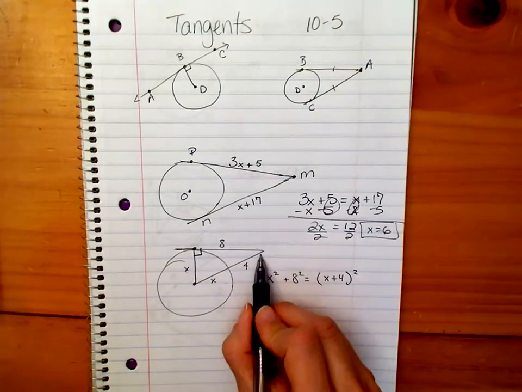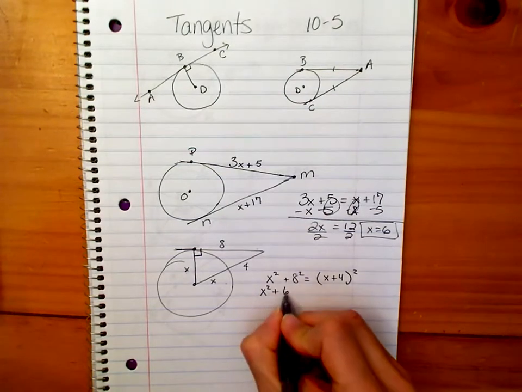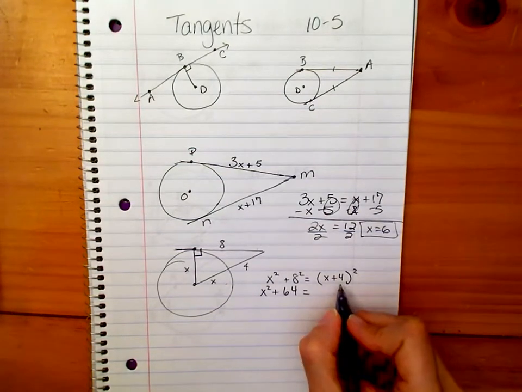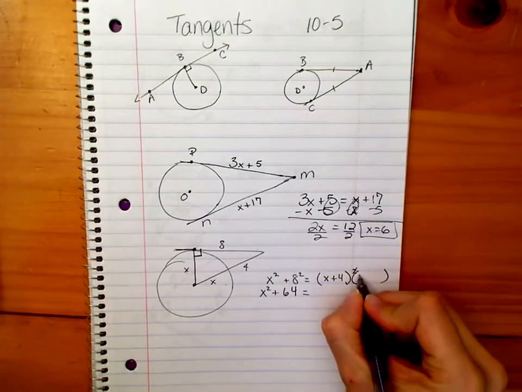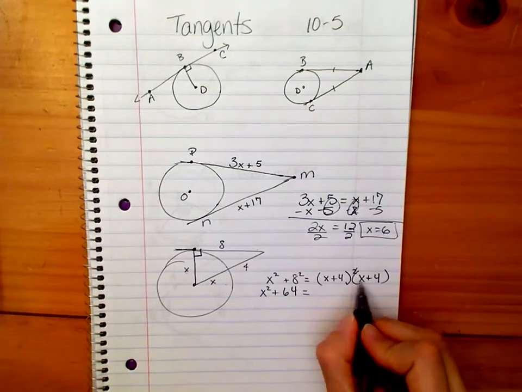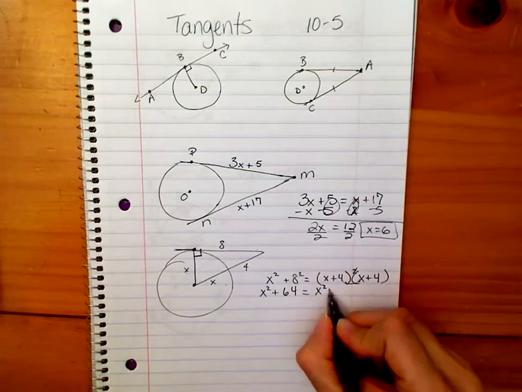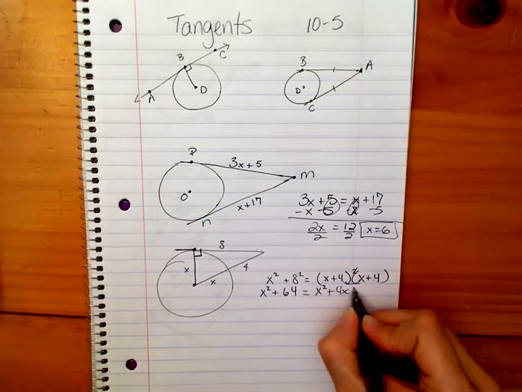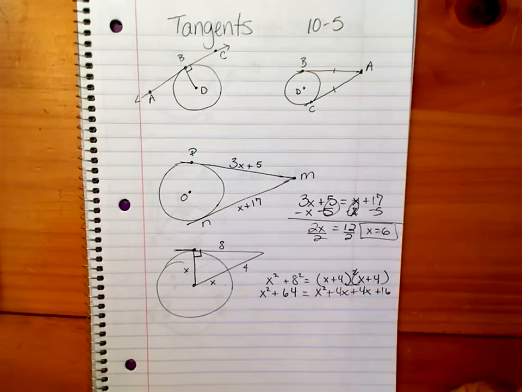X plus 4 squared. So x squared plus 64, and on this side I'm going to have to use FOIL. So I've got two of them. Squared means times itself. Some people forget that too. So x times x is x squared. Then I have a 4x and another 4x and a 16. 4 times 4 is 16.